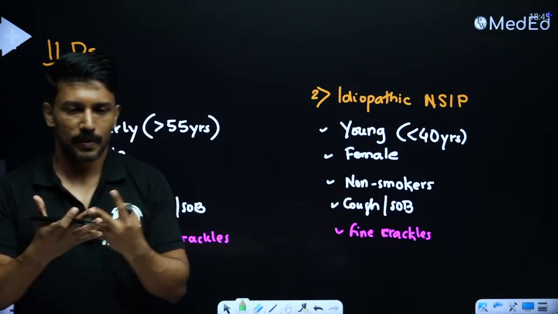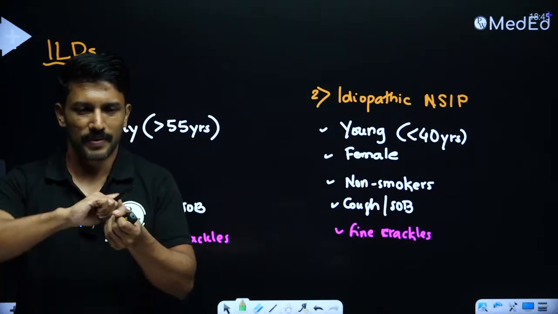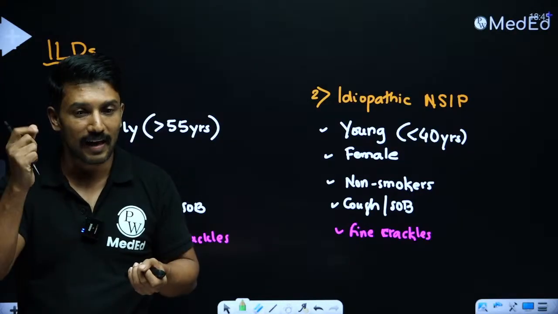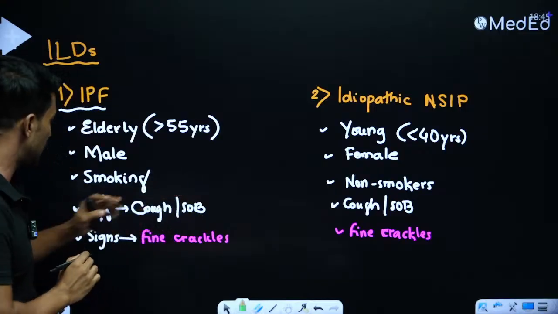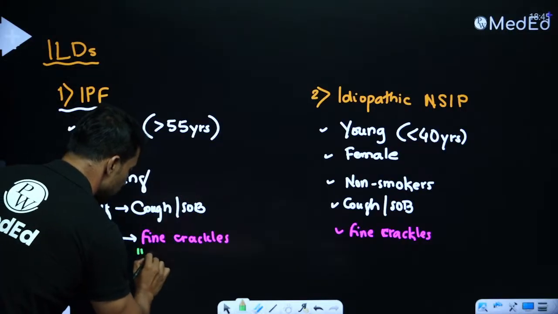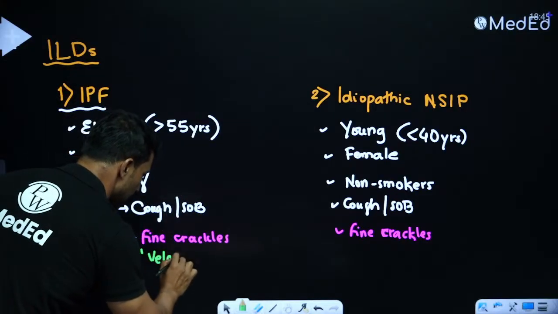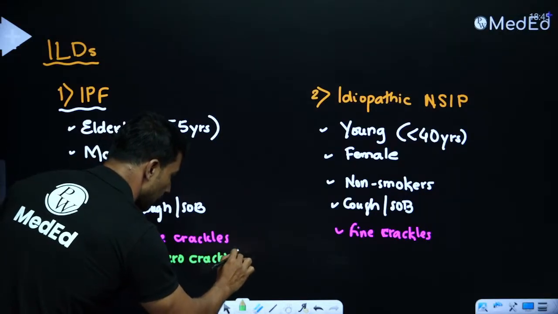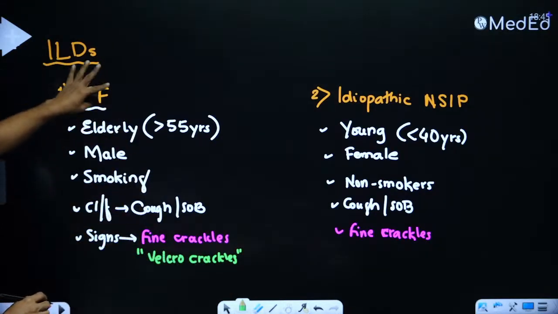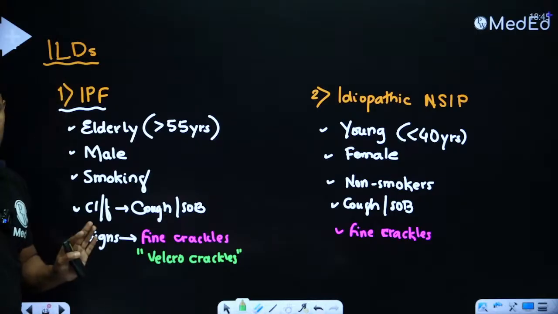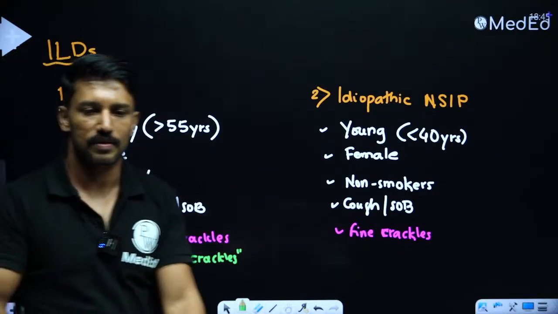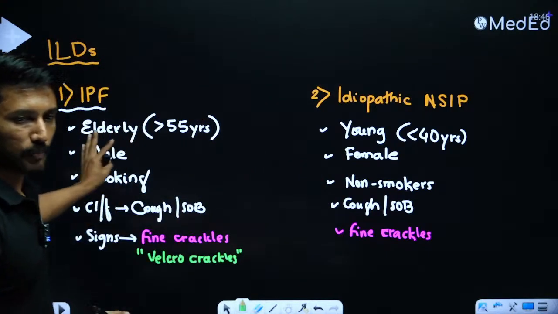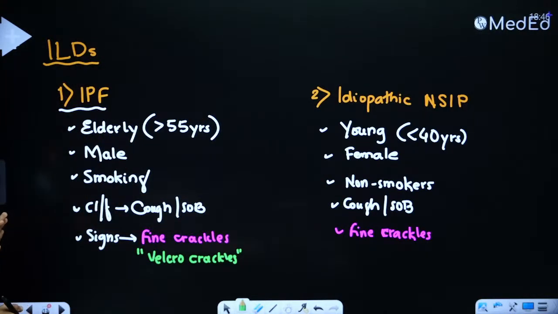If you have a lady's purse or a pouch which has velcro, just open the velcro. While opening the velcro, you will hear that crackling noise. That's exactly how the fine crackles sound, and that's why examiners have a tendency to mention these as velcro crackles. Whenever the examiner is talking about velcro crackles, he is primarily pointing towards idiopathic pulmonary fibrosis. The examiner is directly giving you the diagnosis: I am talking about velcro crackles, so please think of idiopathic pulmonary fibrosis. Okay.